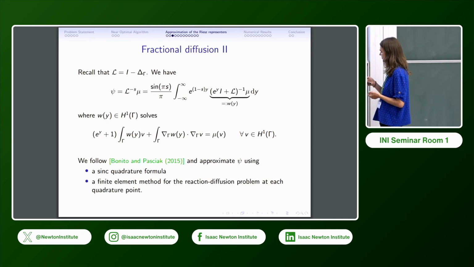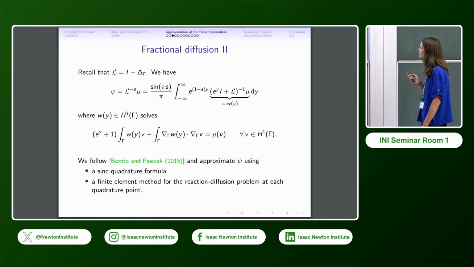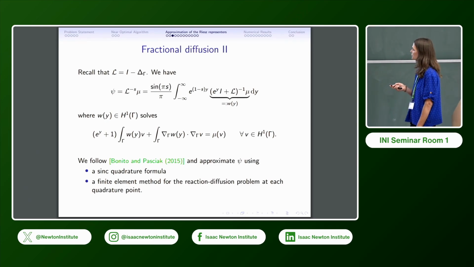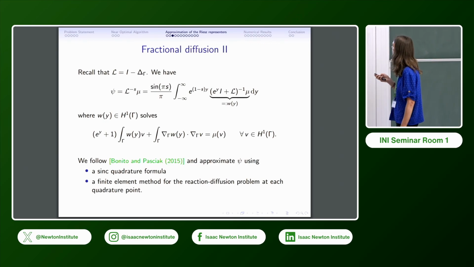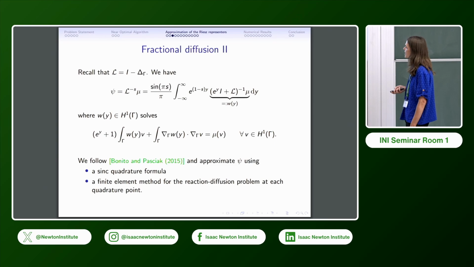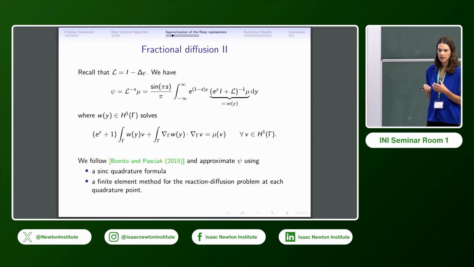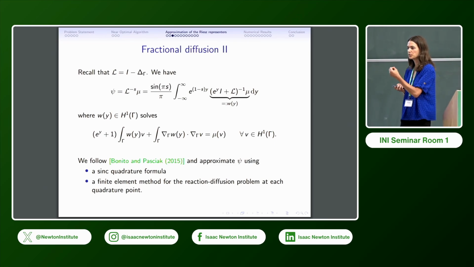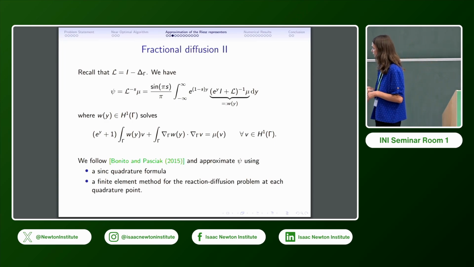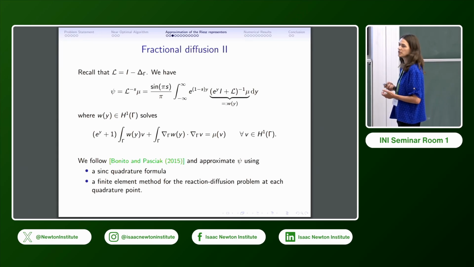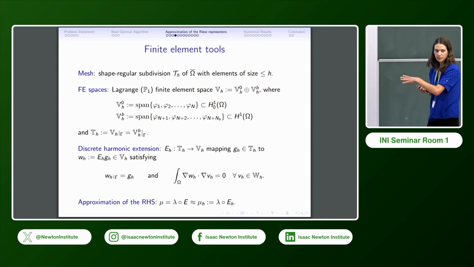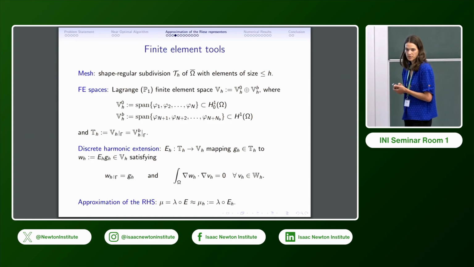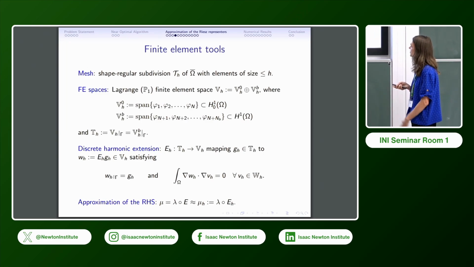To approximate that, there were different approaches, but one that was introduced in this reference here is to use a quadrature formula. So I will apply a quadrature formula to this integral, and then we'll have a reaction diffusion problem to solve for every single quadrature point, and then we use standard finite elements to do that. And that's going to give me an approximation for my psi. Okay, so just very briefly, we're going to use finite elements to approximate the solution to this reaction diffusion problem.